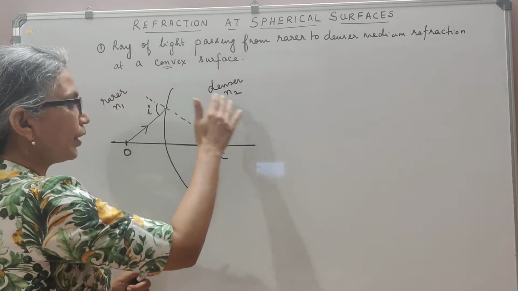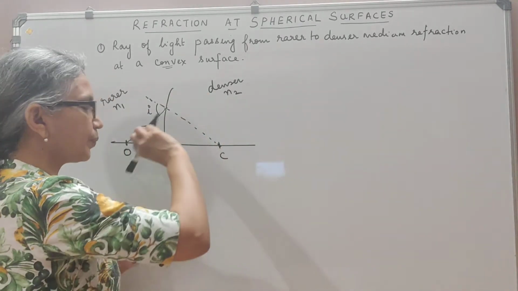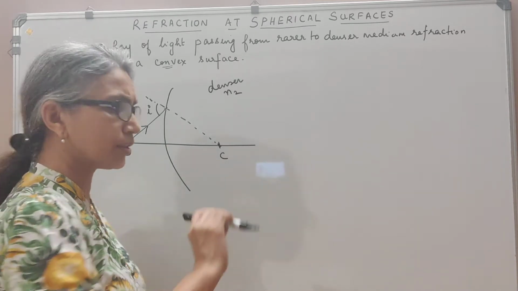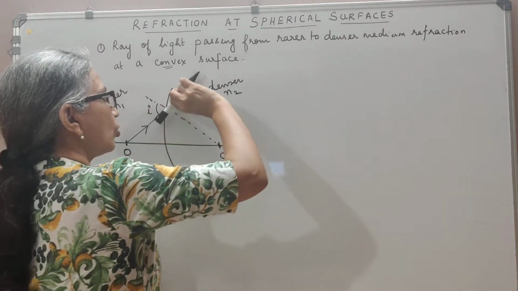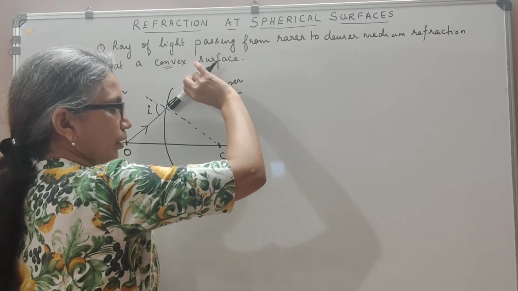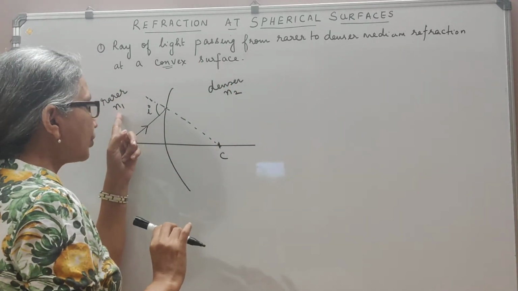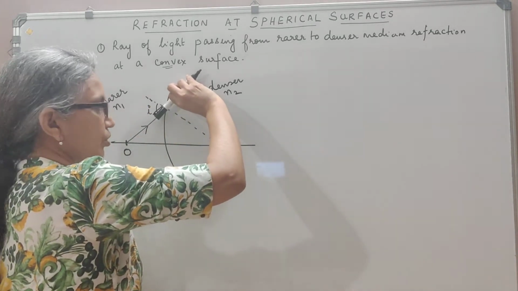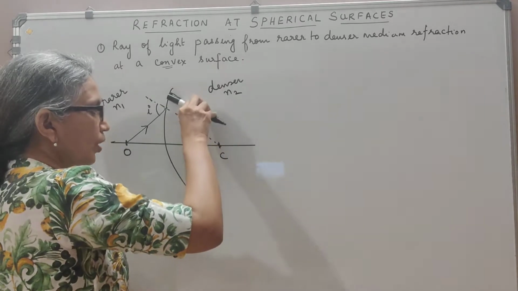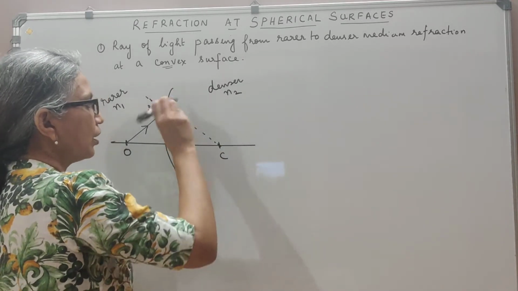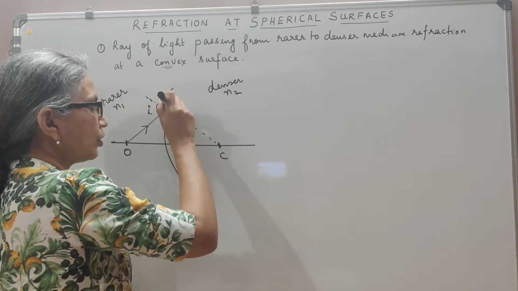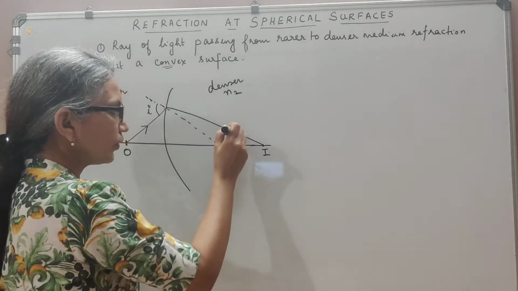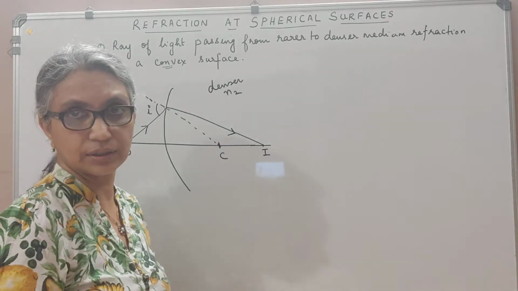If this N1 and N2 had been the same, meaning if the ray of light is passing from one medium to another medium which had no change in refractive index, then no bending. This ray would have gone on in its original path. But because you allow it to pass from rarer to denser, you know that this ray must not continue in its original path but bend towards the normal. So this is your normal on this side. Instead of going on like this, it will bend towards the normal and will give you an image here. So this is our refracted ray.